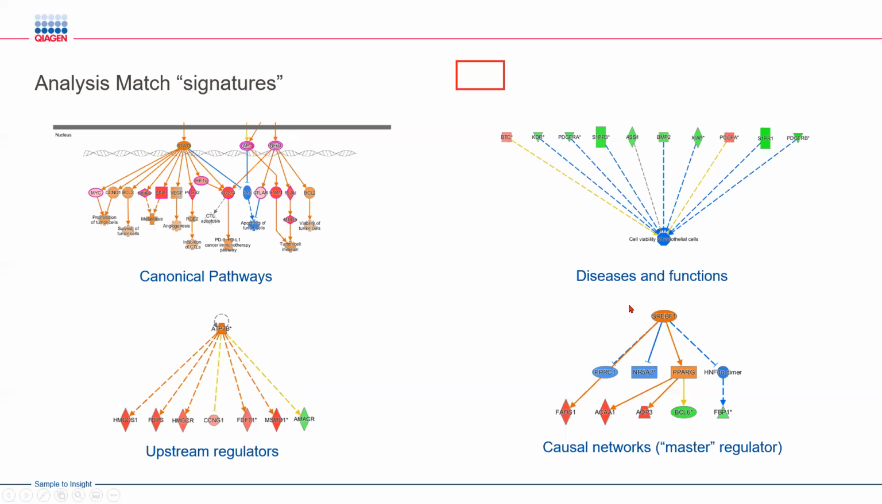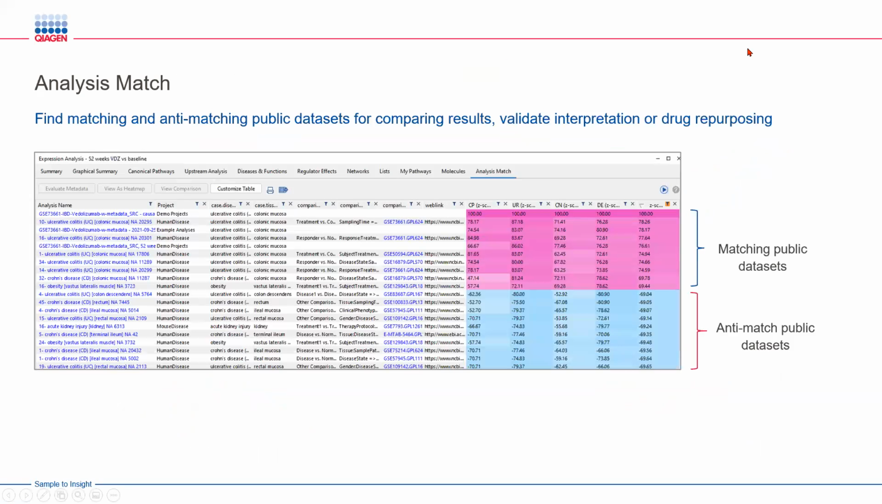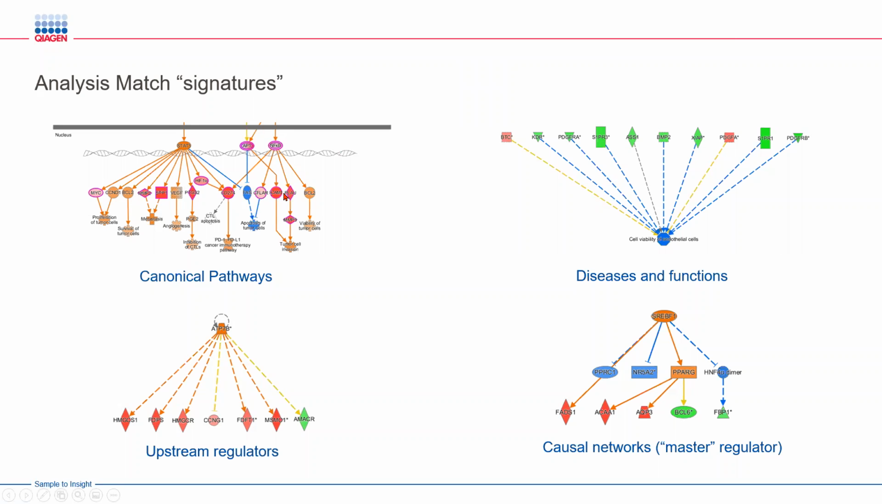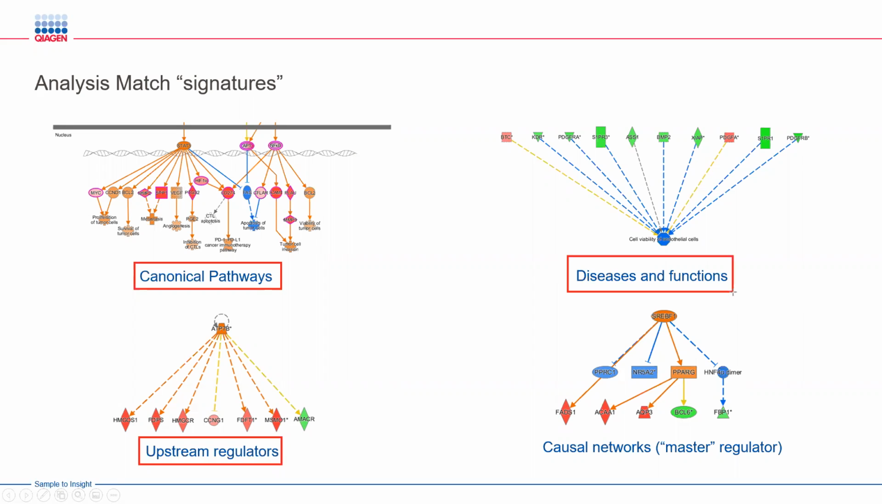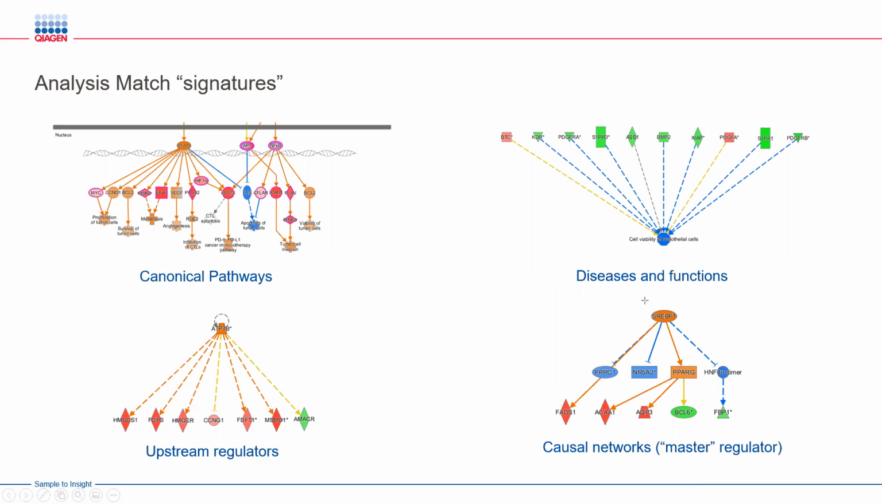What analysis match is doing is taking into consideration the signatures that are coming from your analysis, and that would be canonical pathways. We looked at that today. The upstream regulator signatures, the diseases and function signatures, and then this is called a causal network. The causal network allows you to identify master regulators that are sitting on top of multiple regulators.